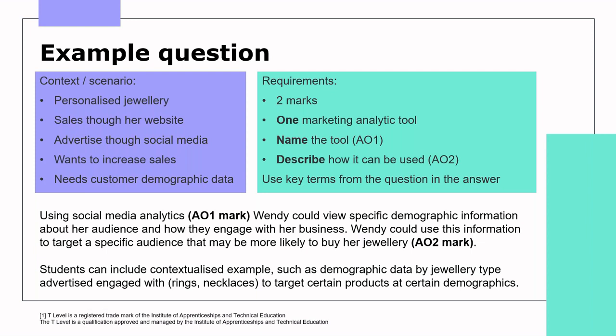The second mark then is for the description. How can the tool be used to help Wendy? In this case, Wendy can learn how different demographics interact with her business, which could help her target a specific audience or demographic that's more likely to buy her jewelry. So that's just a quick example there.